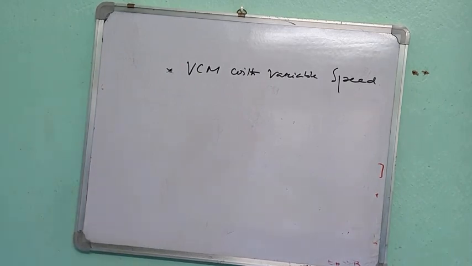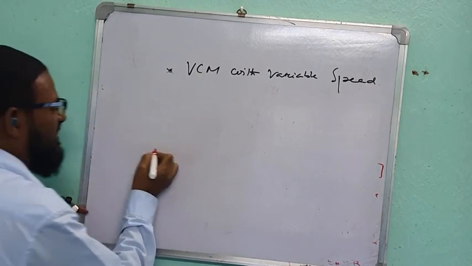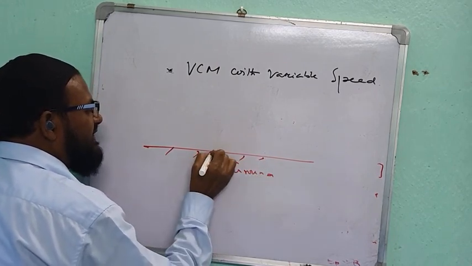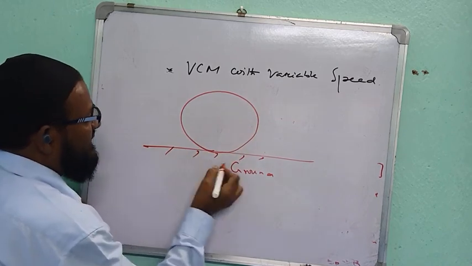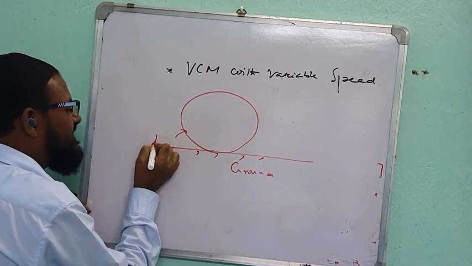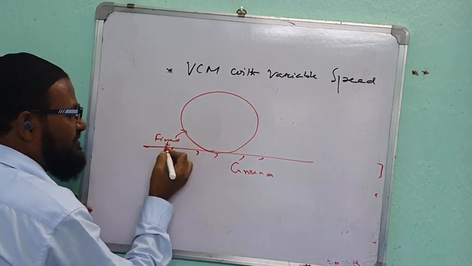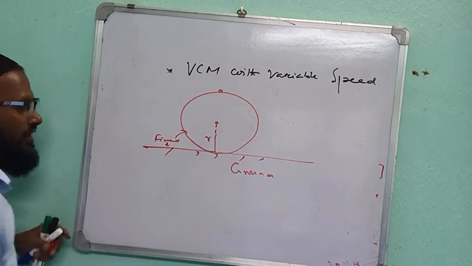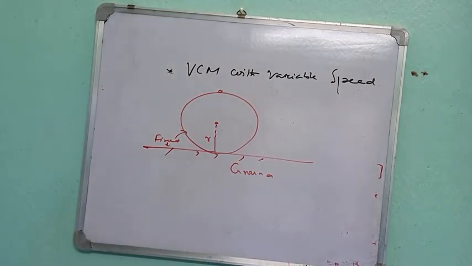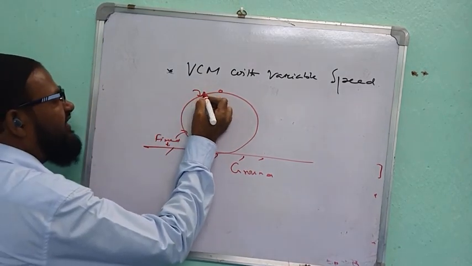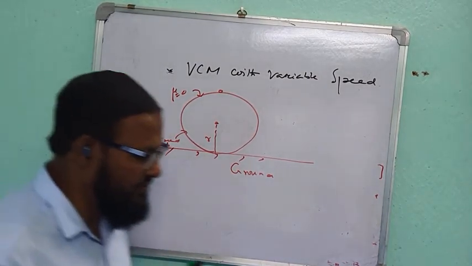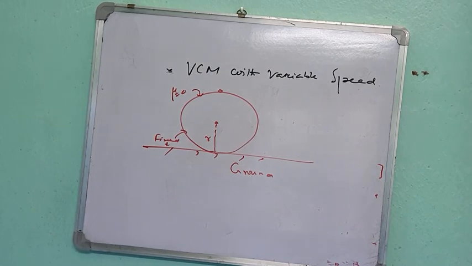What is this? See here. This is the ground, horizontal plane. This is the ground, please see here. In this case, it is a sphere. It is a sphere. And this sphere is fixed to the ground. It has a radius r. At the top, there is a small body. Top, a small body. And this surface, mu equal to 0. This surface is mu equal to 0.